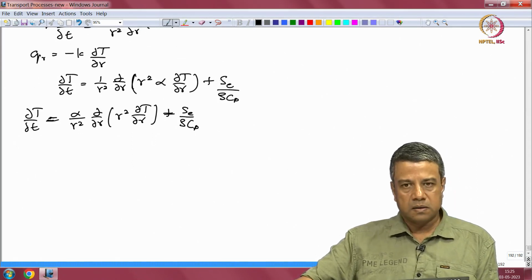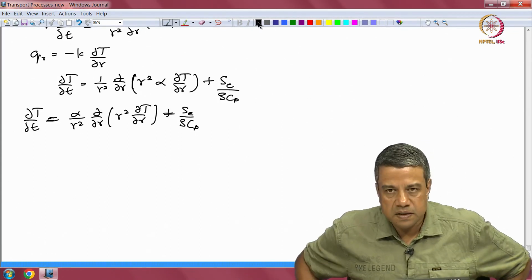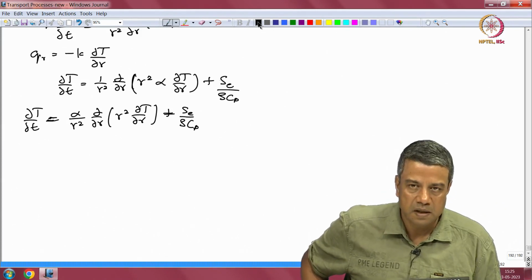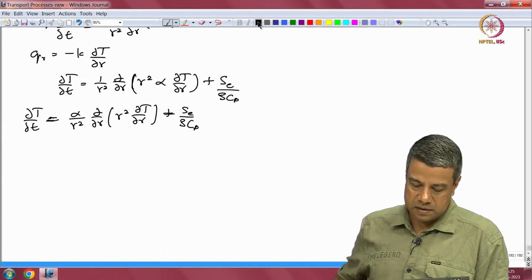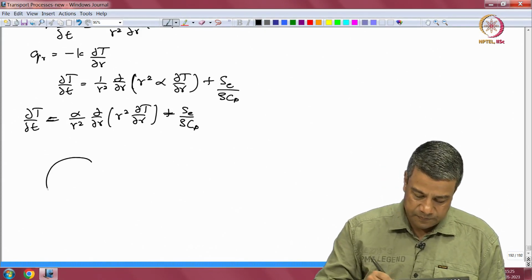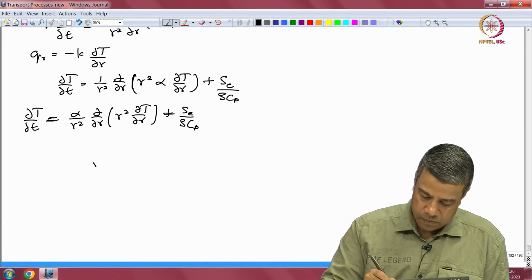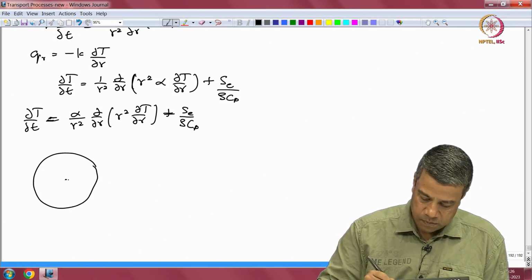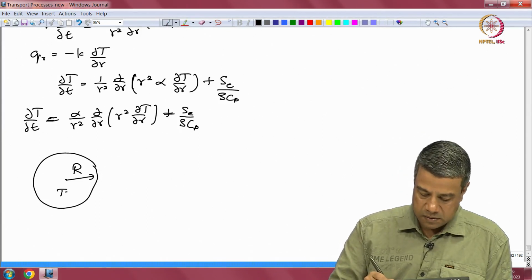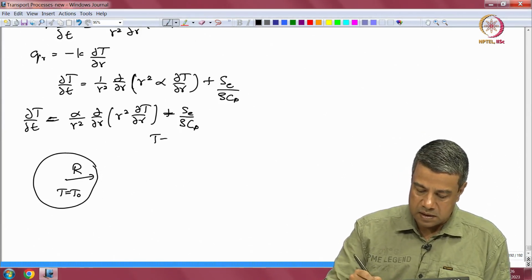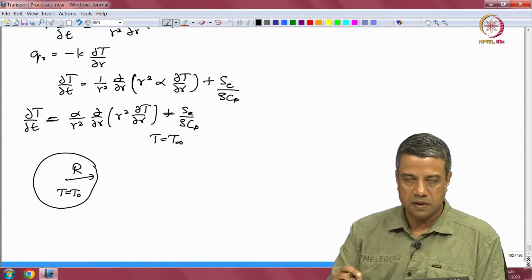So, we will start to get solutions of this balance equation, first for conduction into an infinite medium, and then we will examine conduction between two spherical surfaces. So, first problem, a sphere of radius R. T is equal to T naught on the surface, T is equal to T infinity far away. What is the Nusselt number correlation for this?